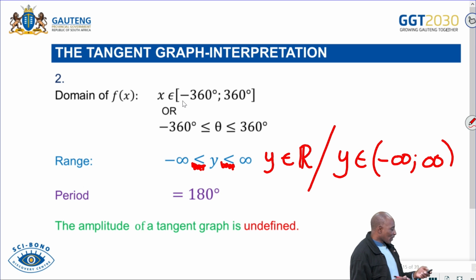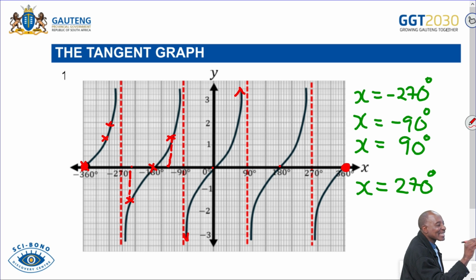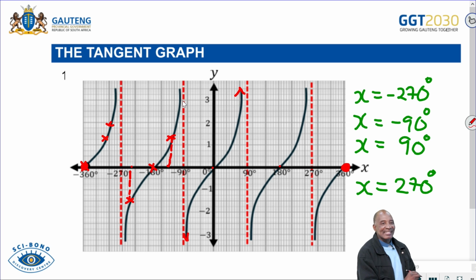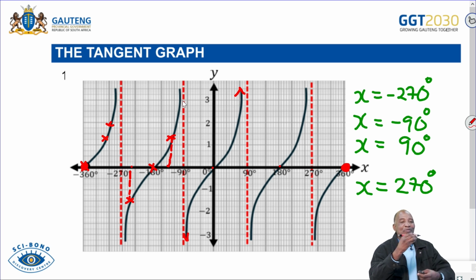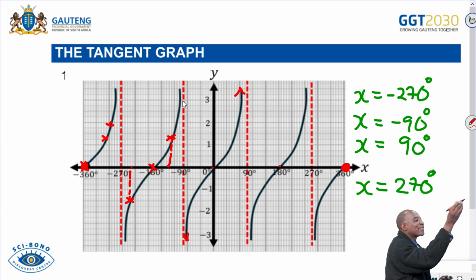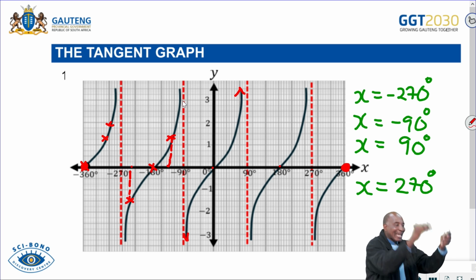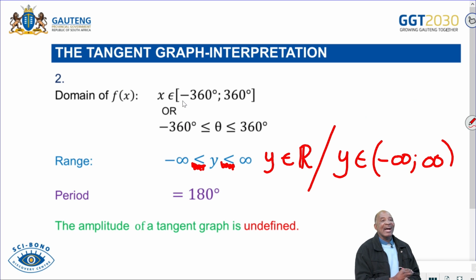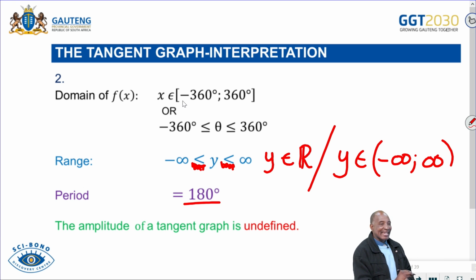Right. Then we go back to the period. After how many degrees do we see the graph appearing? So the graph crosses at 0 there. It appears again at 180 degrees. It appears again at 360 degrees. As you start it moving forward, you will find that after every 180 degrees, this graph will always appear, but trapped between some particular lines of asymptotes. Hence, the period is 180 degrees.